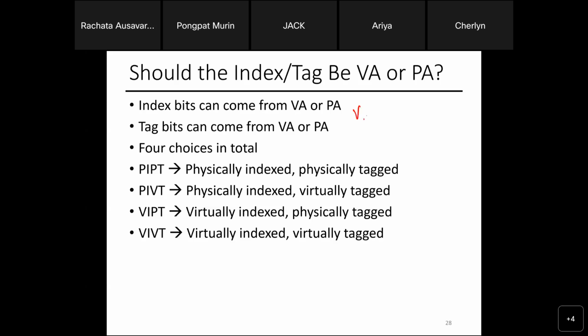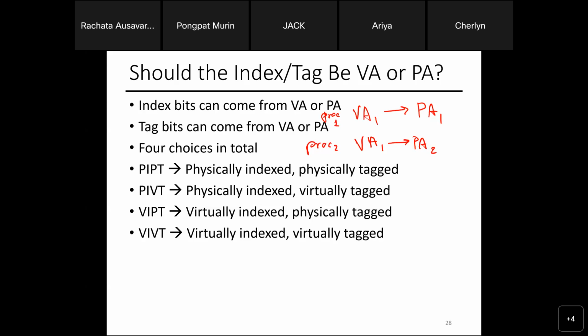So the problem is I can have VA1 map to PA1 in one process, and the same VA1 in a different process. So this is process 1, process 2. It just happened that the virtual address happened to be the same. Which one works here? Can I use the virtual address for the index? Does it matter? It doesn't matter. I can use the physical address or the virtual address, both are fine.